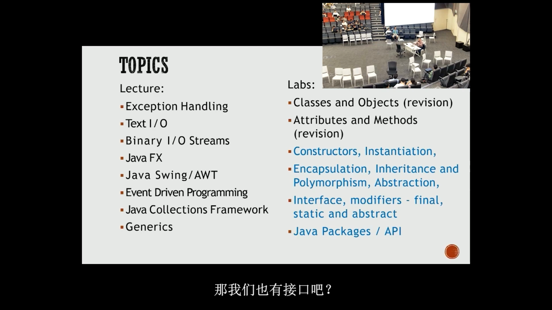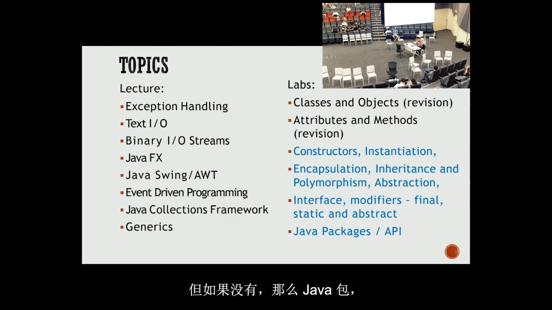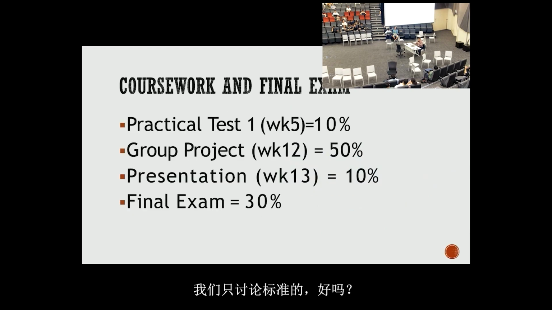Then we also have interfaces, right? So interfaces and your constructors and so on, there's a difference, okay? We shall look at that, right? When you create an interface, of course, it's going to be different from the classes that you instantiate, right? And we are going to look at some modifiers, including final, static, and abstract, and then the Java API that you can make use of. So if we have time, we'll go into more advanced topics, but if not, then for the Java packages, we are going to cover the standard ones only, all right?